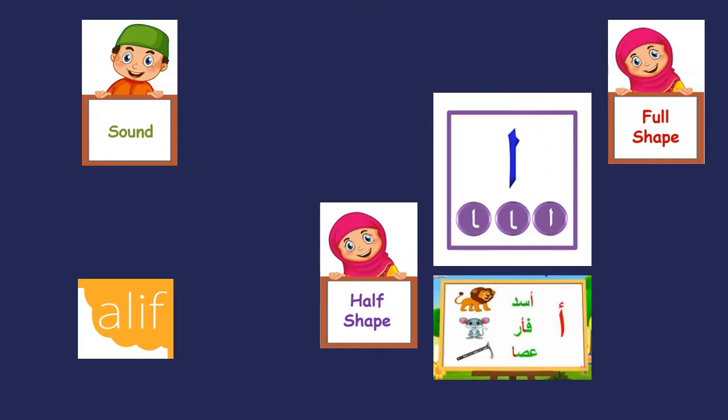Half shape. When it comes in the word at the start, the shape is like this. In the middle, its shape is like this. And at the end, it joined like this. These are the half shapes of Alif when it joins or comes in the word. And this is the sound of Alif. Alif.